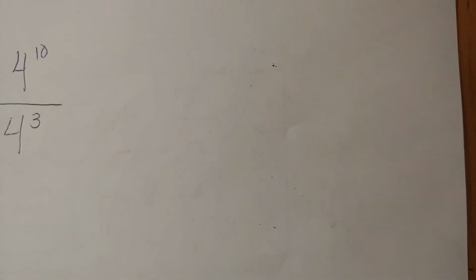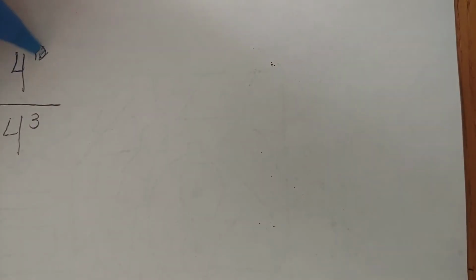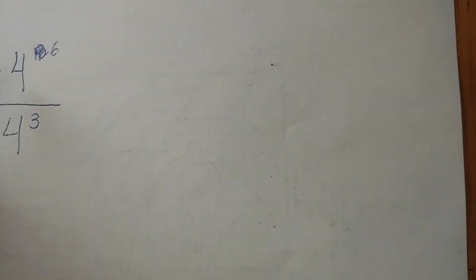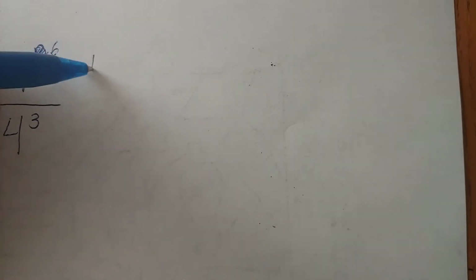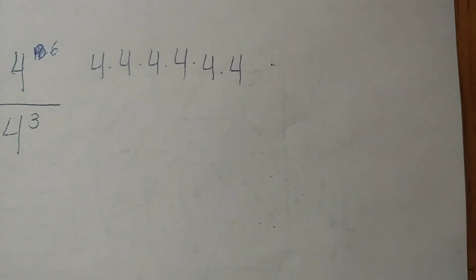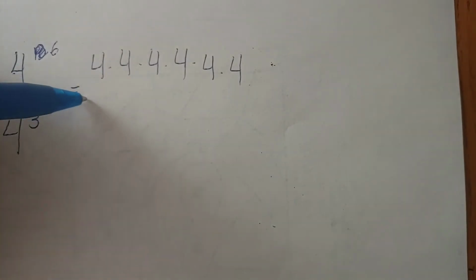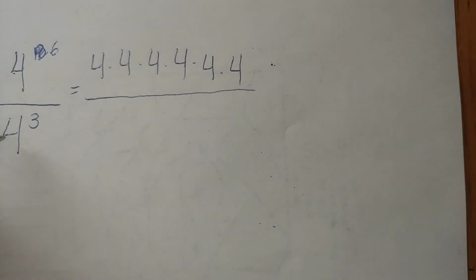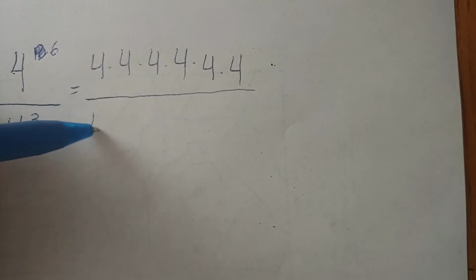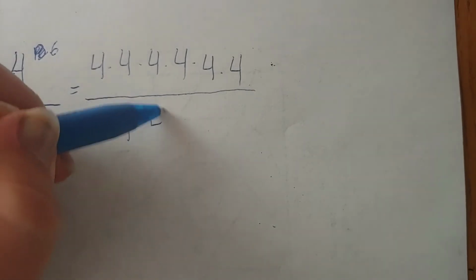Okay, so what does 4 to the 10th power actually mean? Well, actually, I'm going to change this to a smaller number. Let's change that to 6. So 4 to the 6th power means 4 multiplied by itself 6 times: 4 times 4 times 4 times 4 times 4 times 4. So this is 4 to the 6th divided by 4 to the third power, which means 4 multiplied by itself 3 times. So 4 times 4 times 4.